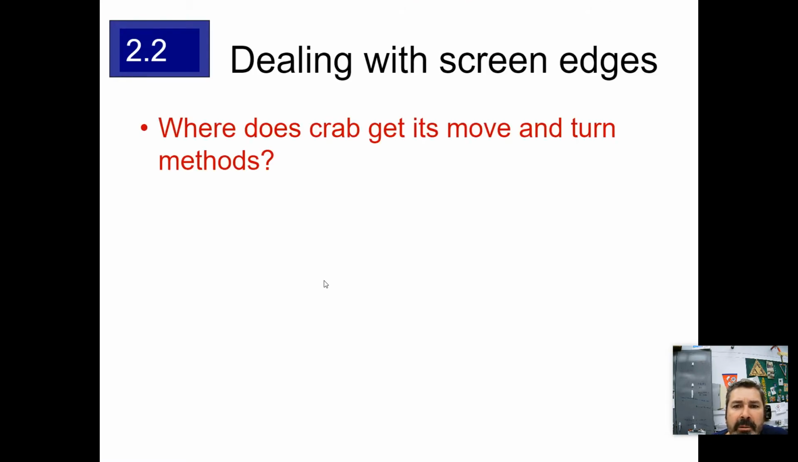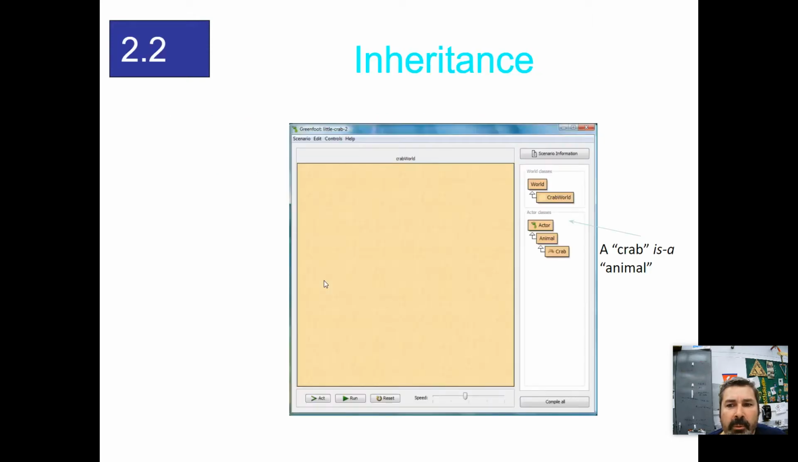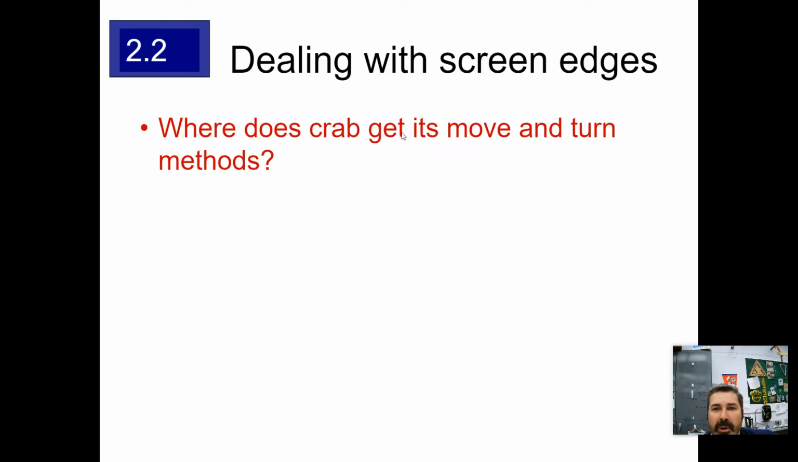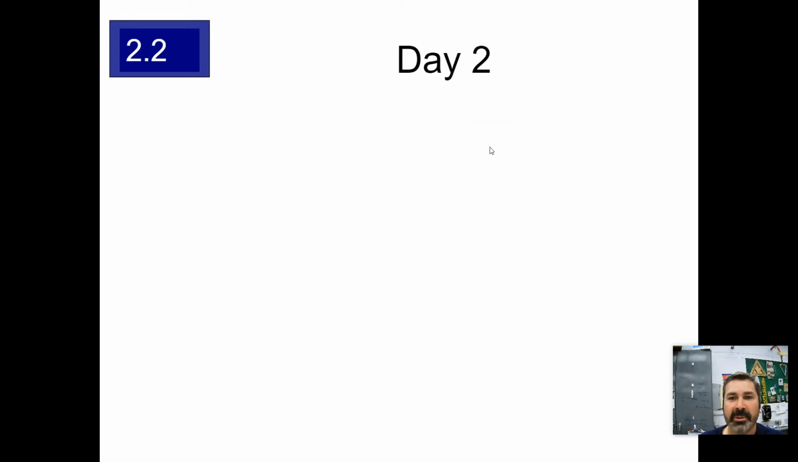All right, where does the crab get its move and turn methods from? Well, we know that crab is an animal, right? So crab is a subclass of animal. Animal and actor are superclasses of crab. So the crab is going to inherit its methods from animal and actor. That's called inheritance. So where does the crab get its move and turn methods from? It inherits them from its superclasses.